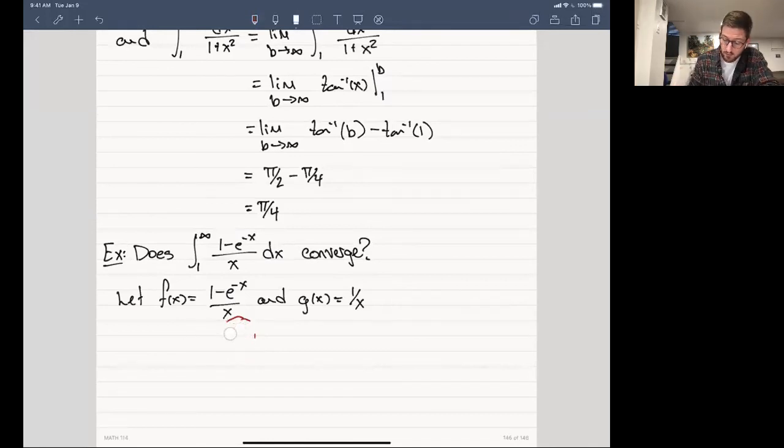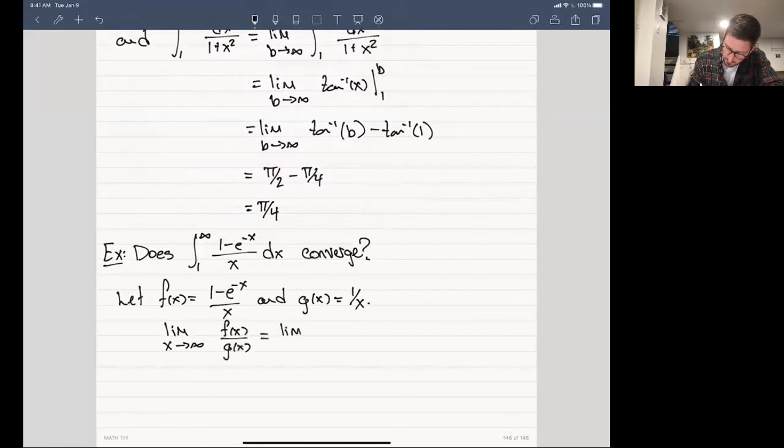It's not trivial. It takes a lot of practice to get good at comparing these functions. Now, we can't use the direct comparison test because we don't know f of x is less than or equal to g of x, or g of x is less than or equal to f of x. But let's investigate some limits. Let's see what's big O of each other. So let's do f of x over g of x.